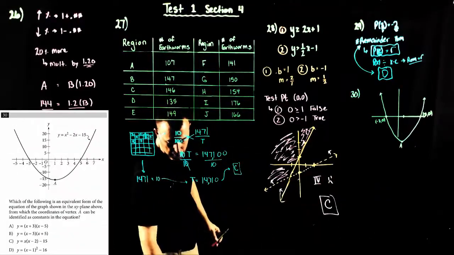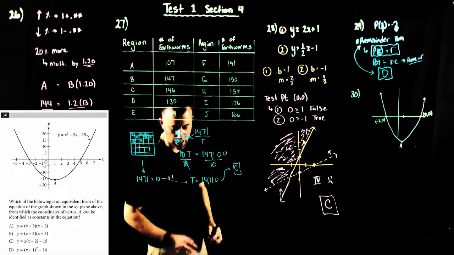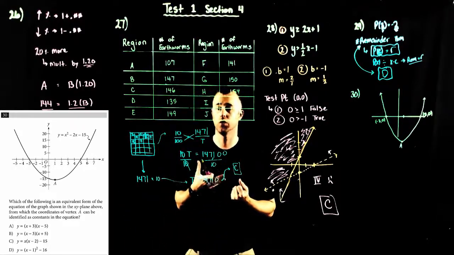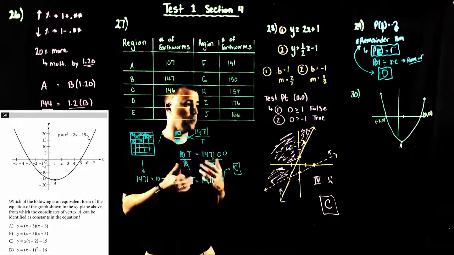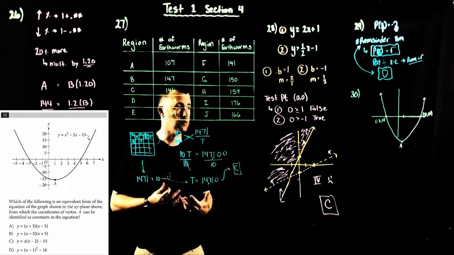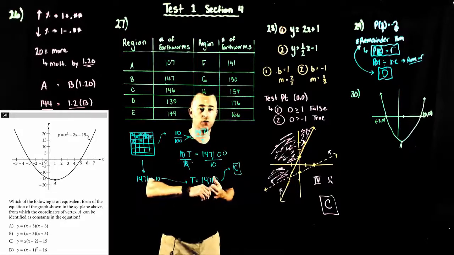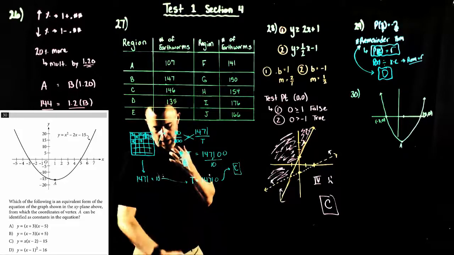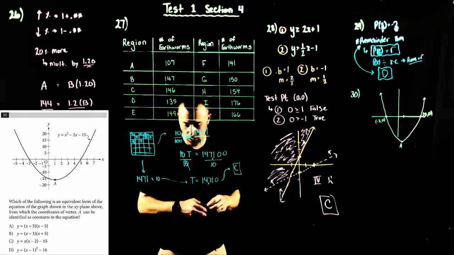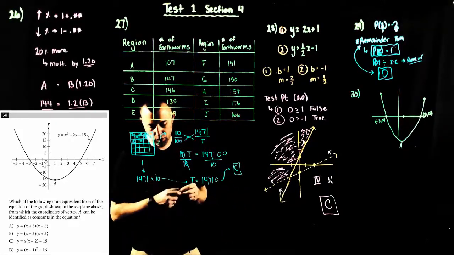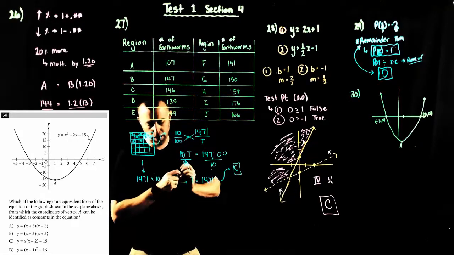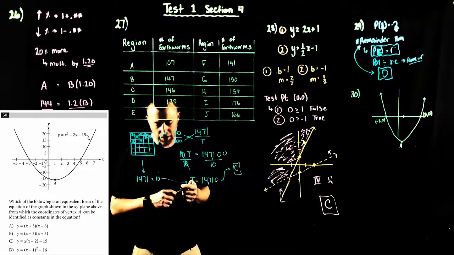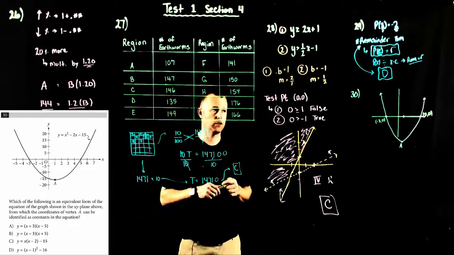Now number 30, they're giving you this graph. Please pay attention to the question. This is one that makes you think it could be super easy until you realize the wording of the question. They're giving you a graph, and they're saying which of the following is an equivalent form of the equation of the graph shown in the xy plane above, from which the coordinates of vertex A can be identified as constants in the equation.